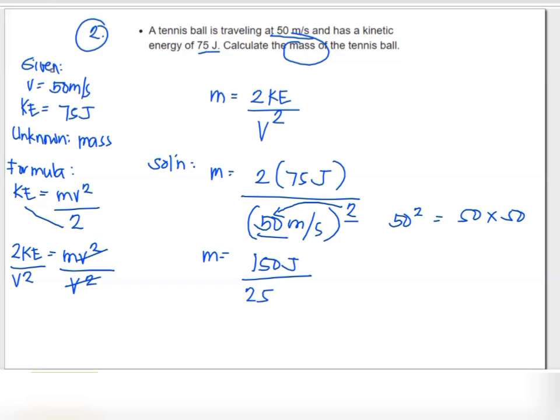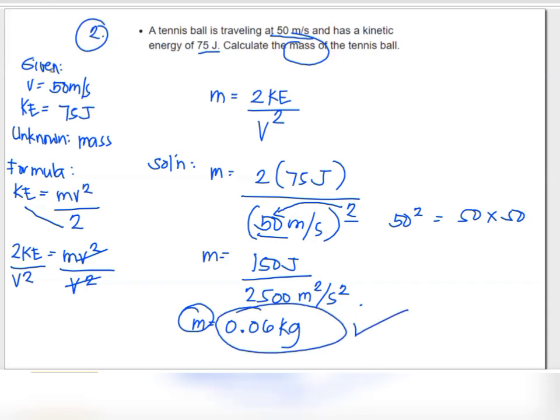So 50 times 50, that will give you 2,500. So 2,500 meters squared per second squared na siya. Okay? And then now, you could solve it na. Divide natin. 150 divided by 2,500 with your calculator. You should be getting 0.06. Pero may kulang. Anong kulang? Of course, the unit. And what is the unit? Since this is mass, ang unit ng mass ay, of course, kilogram. So here is our final answer.